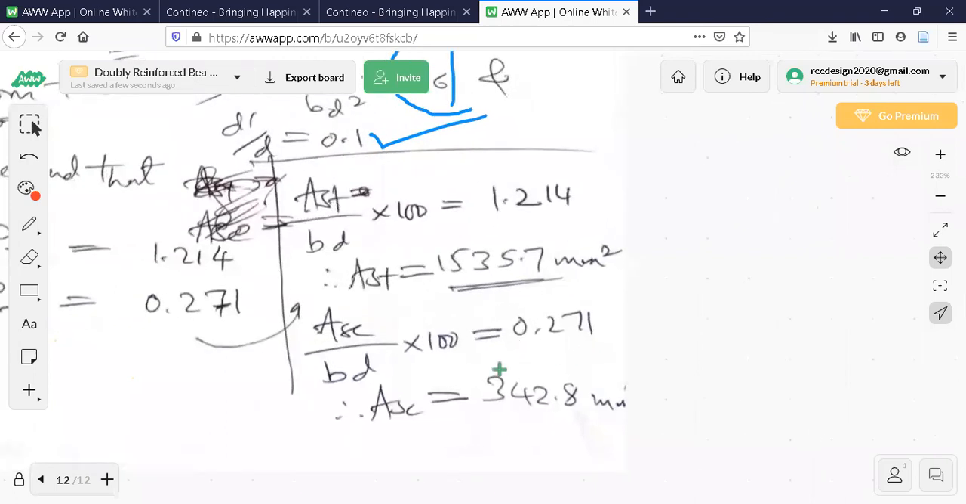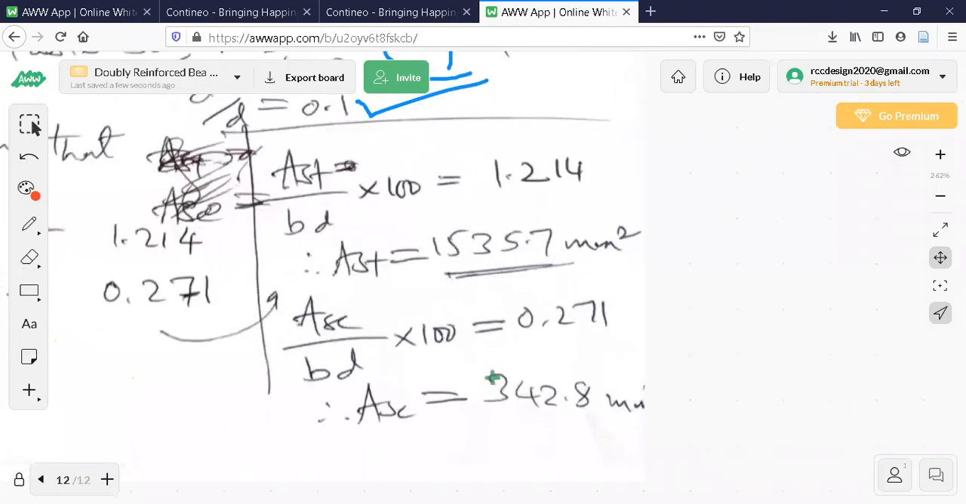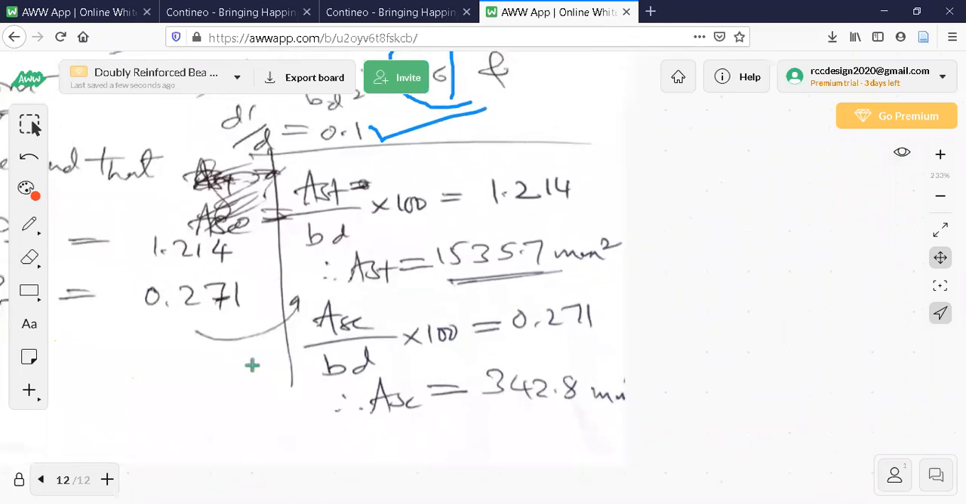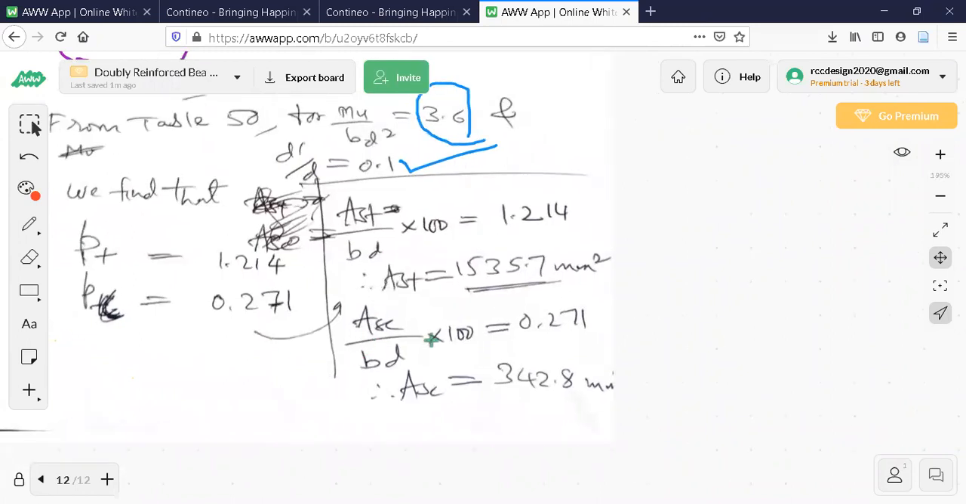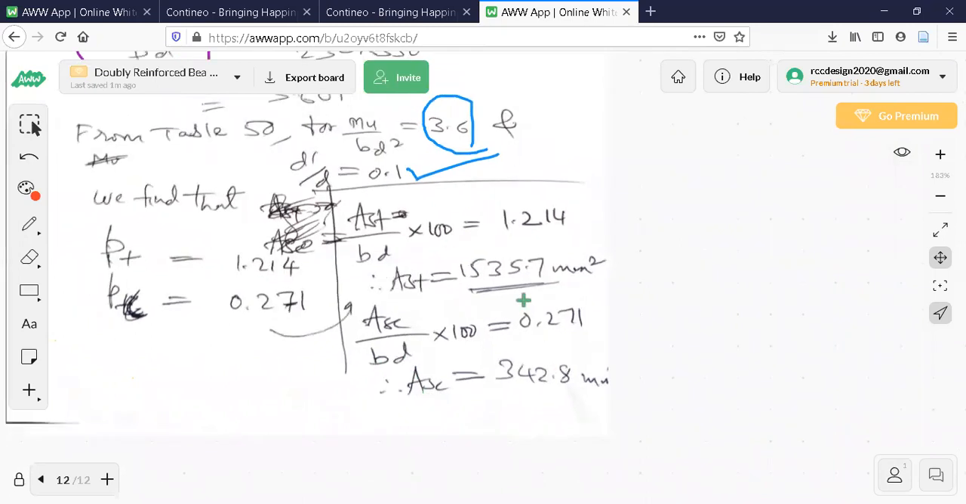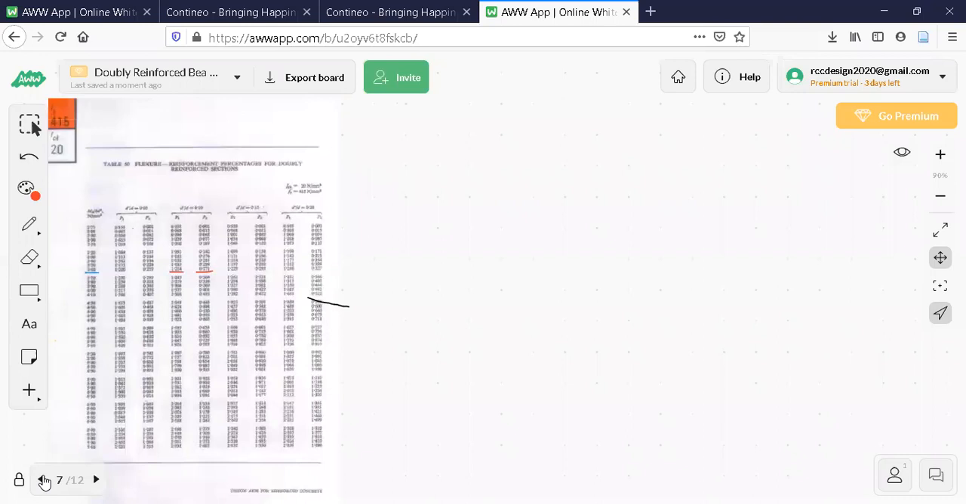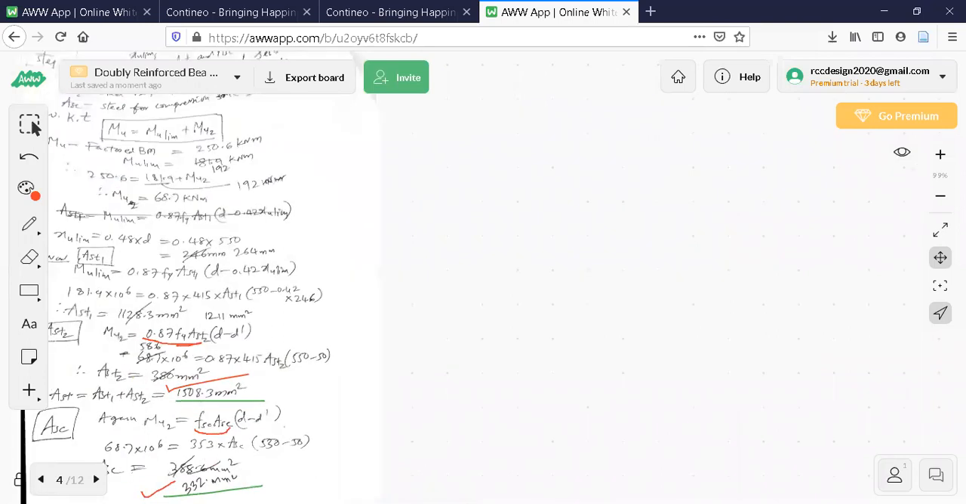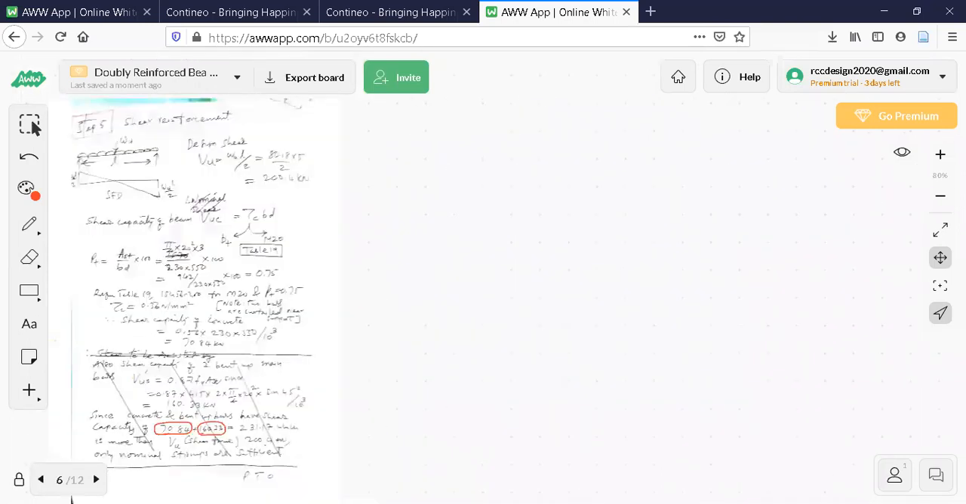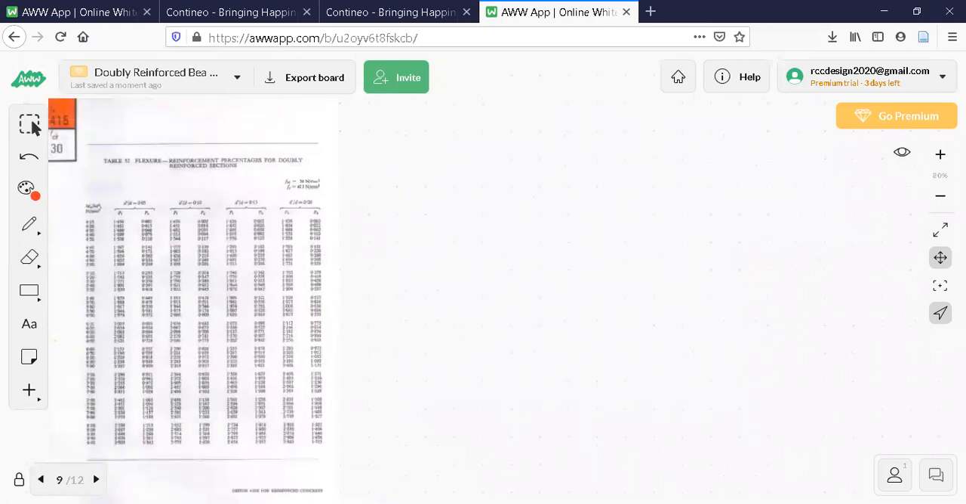Then we found out Asc by bd. Again, because PC was checked in the table, it was 0.271. Now Asc by bd into 100 is equal to 0.271. Again substitute everything, that is b and d, same values, and find out Asc. It is 342.8. If you remember these two, 1535.7 and 342.8, compare with the actual calculation, 1508 and 332. I told you they are very close to these numbers.